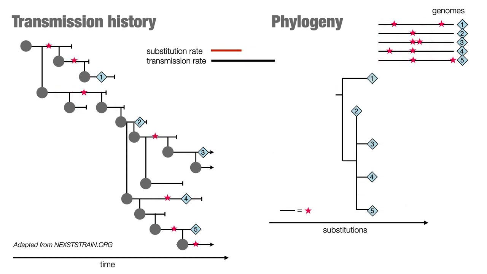However, when the substitution rate is lower than the transmission rate, as is the case, for example, for COVID-19, much fewer substitutions will accumulate in the genomes, and there will be less opportunity to reconstruct the short-term transmission process in great detail.